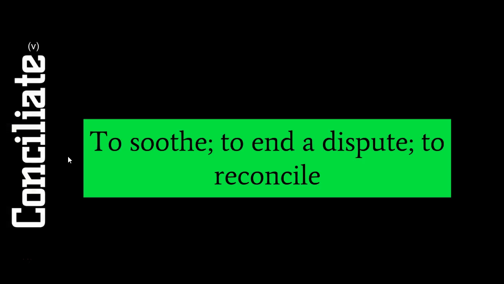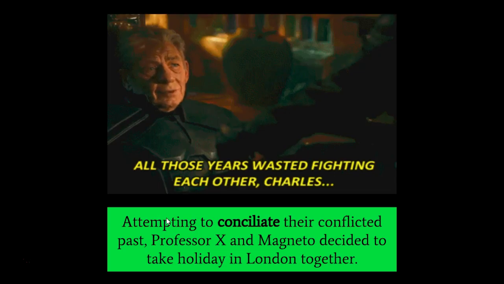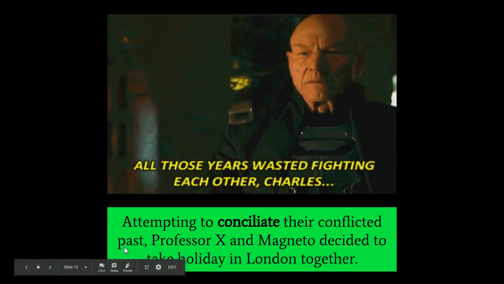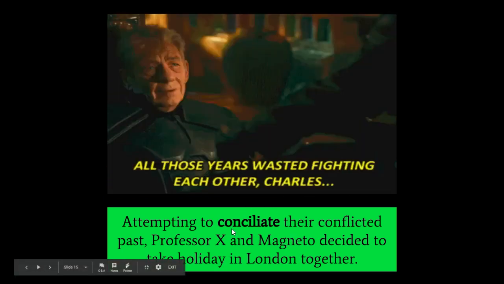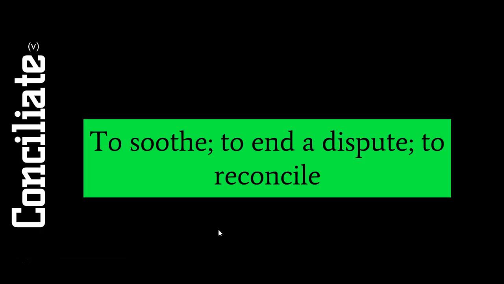So our next word is conciliate, which is a verb, and it means to soothe, to end a dispute, and to reconcile. So to conciliate: attempting to conciliate their conflicted past, Professor X and Magneto decided to take holiday in London together. It's adorable. So conciliate means to essentially reconcile contrasting ideas. So to end disputes, to reconcile, to soothe means to conciliate.